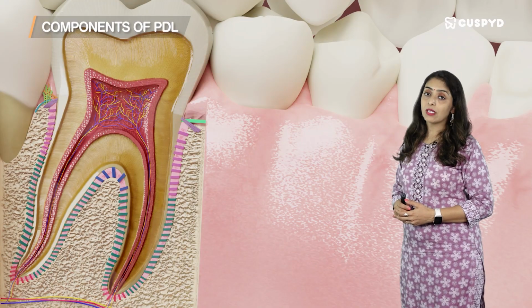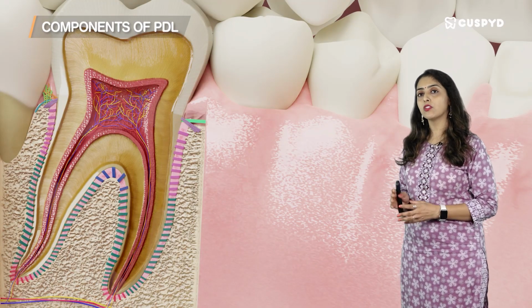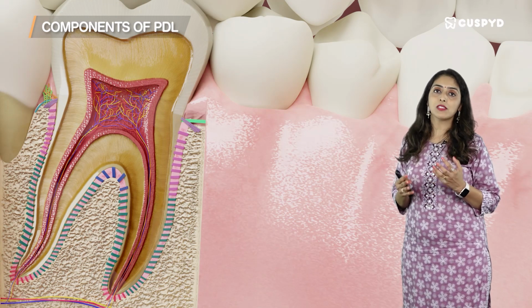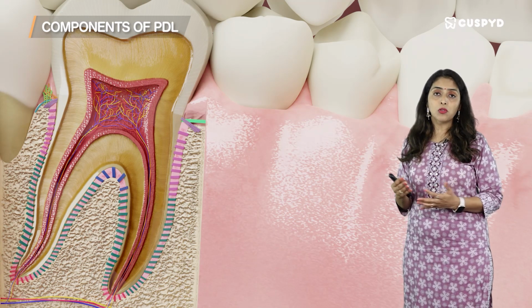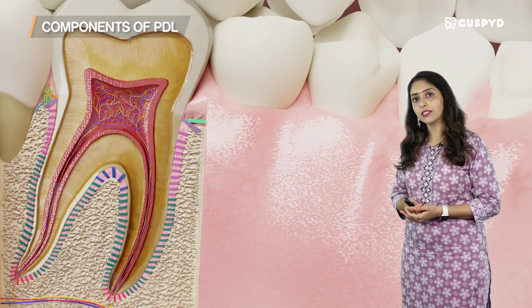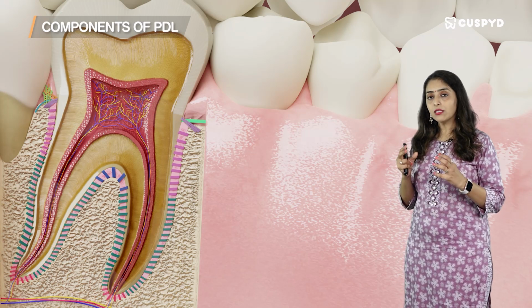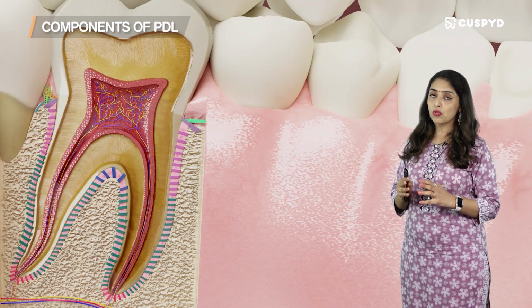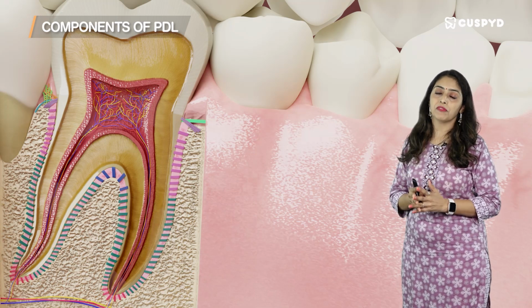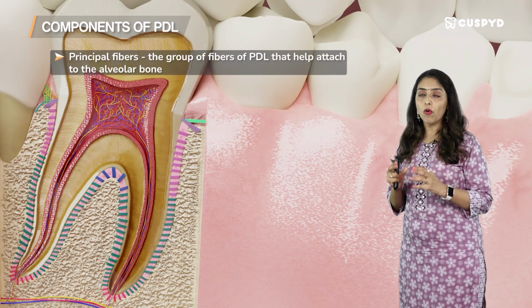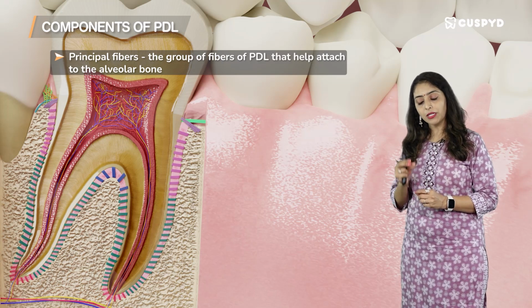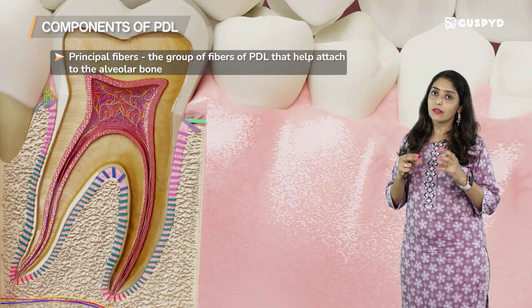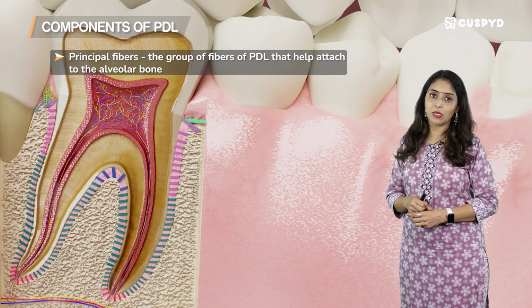Moving ahead to the concept of the principal fibers of the periodontal ligament. Now, the periodontal ligament, I told you, comprises collagen. But this collagen is not haphazardly located in the periodontal ligament. There are certain directions in which the collagen fibers are attached so that they can hold the tooth perfectly. And this group of fibers of the periodontal ligament that help attach the tooth to the adjacent alveolar bone, this grouping is called the principal fibers.